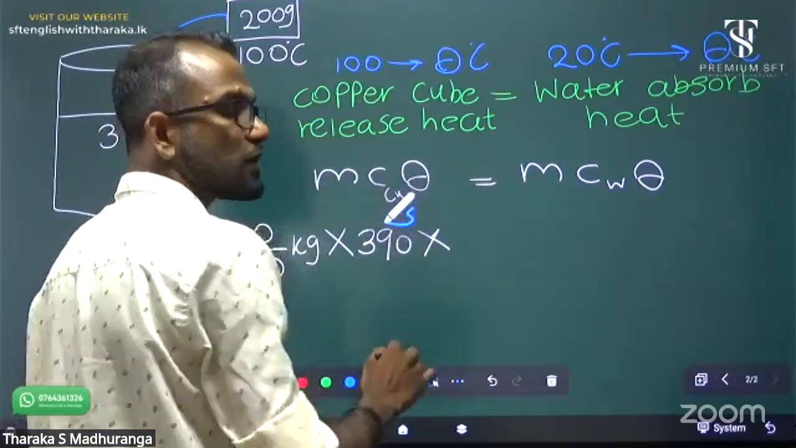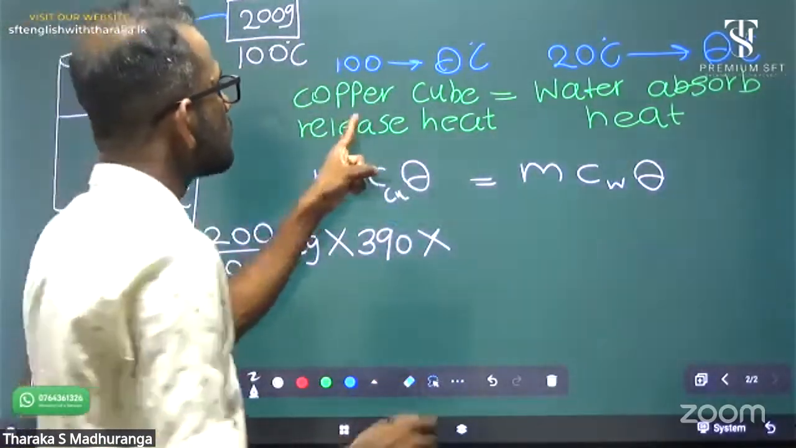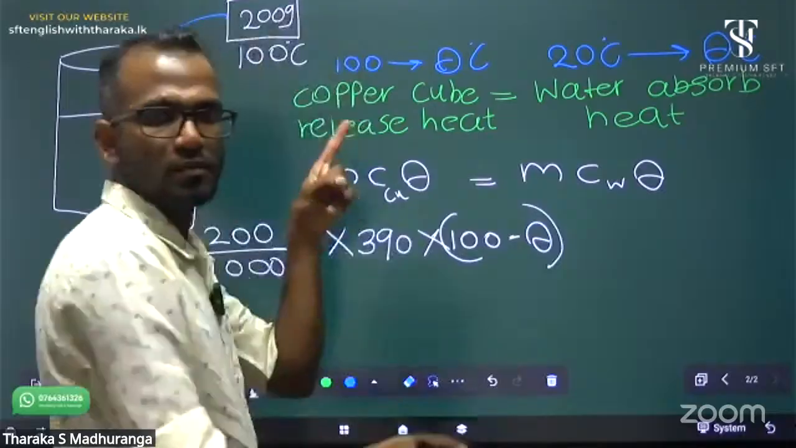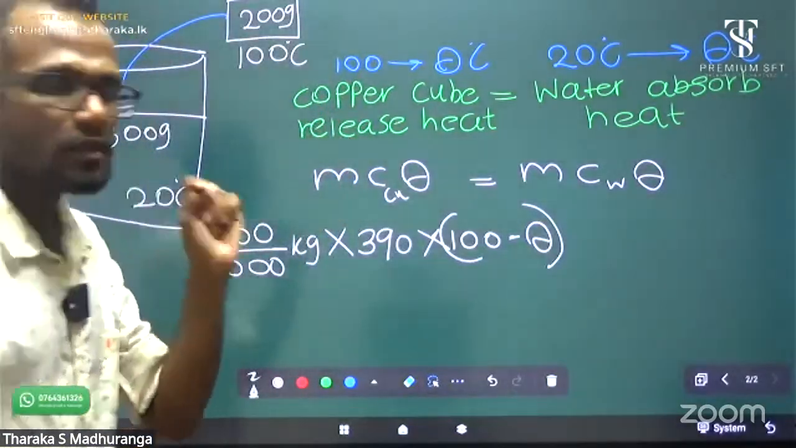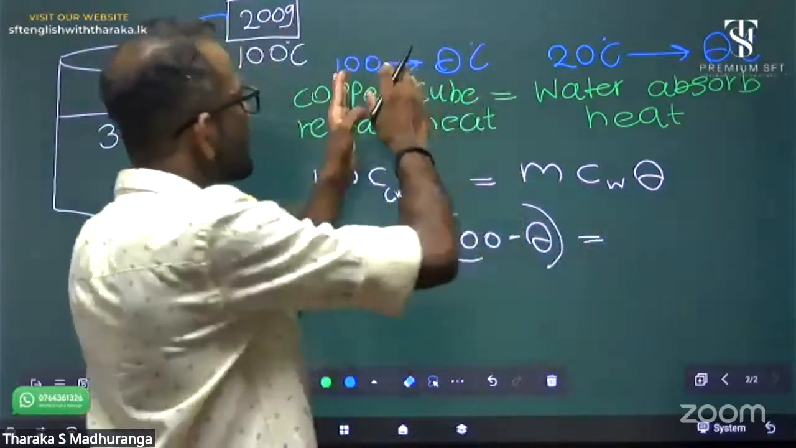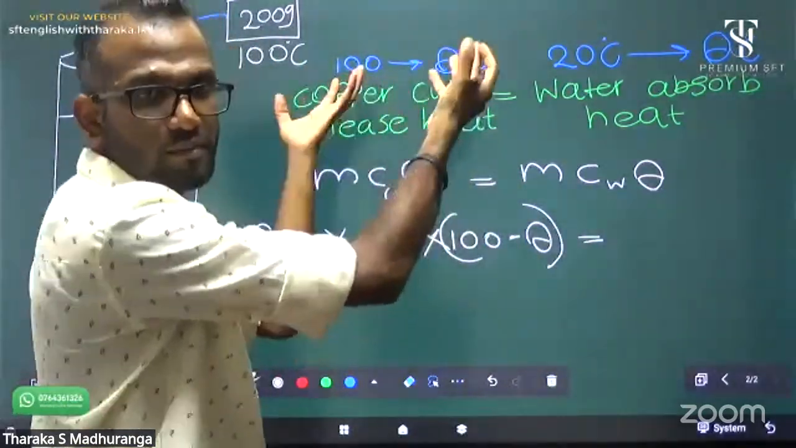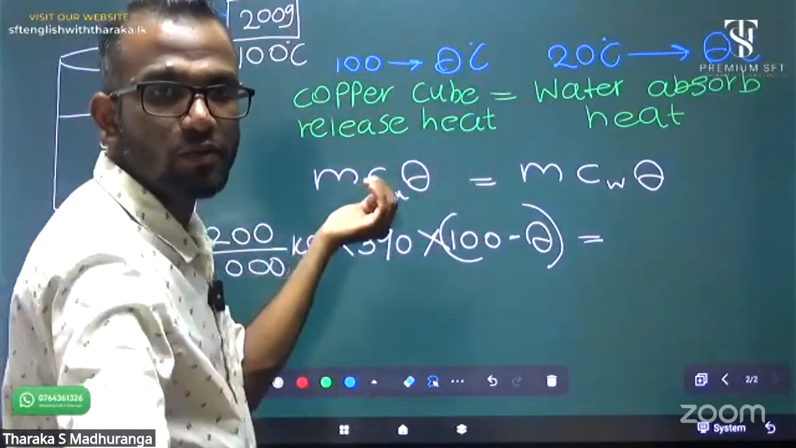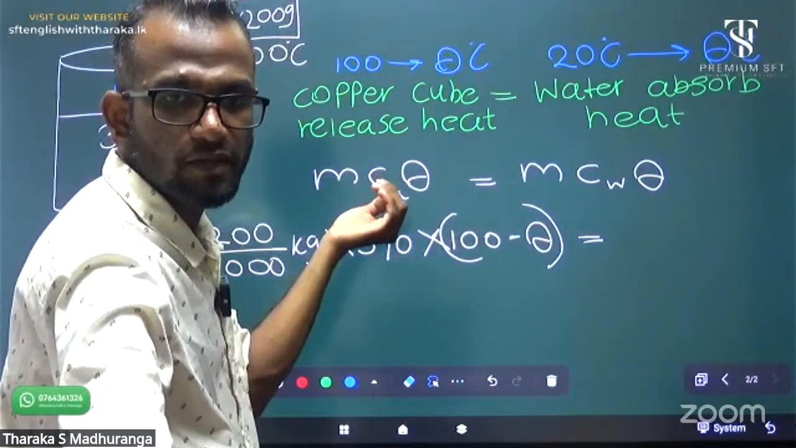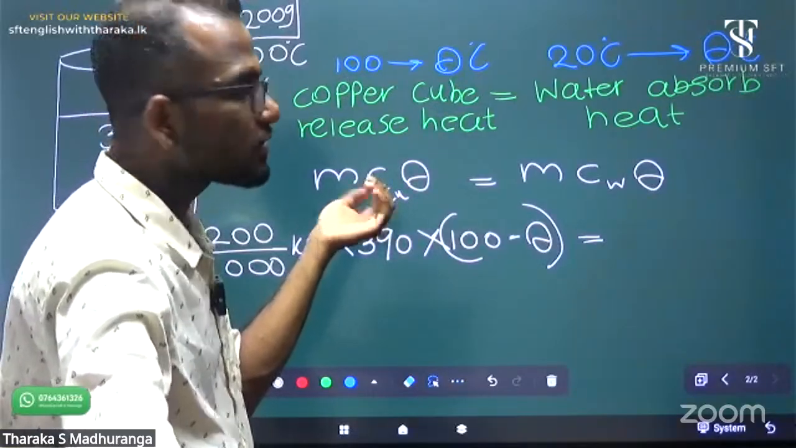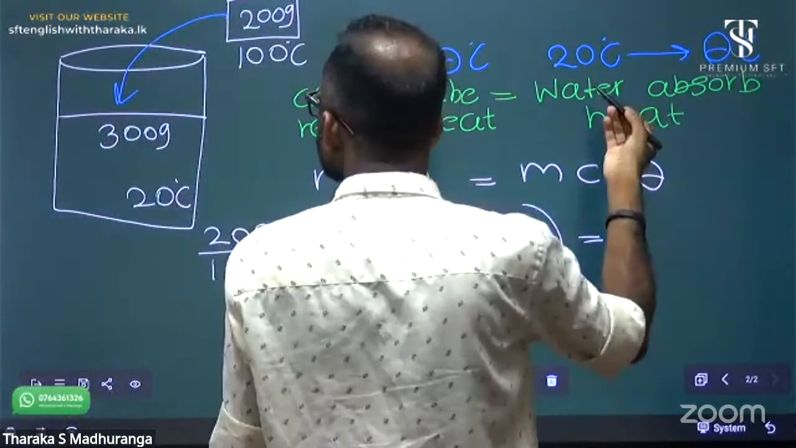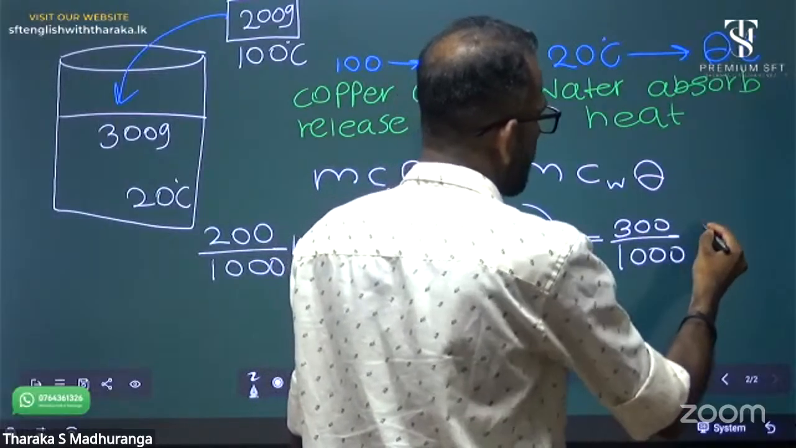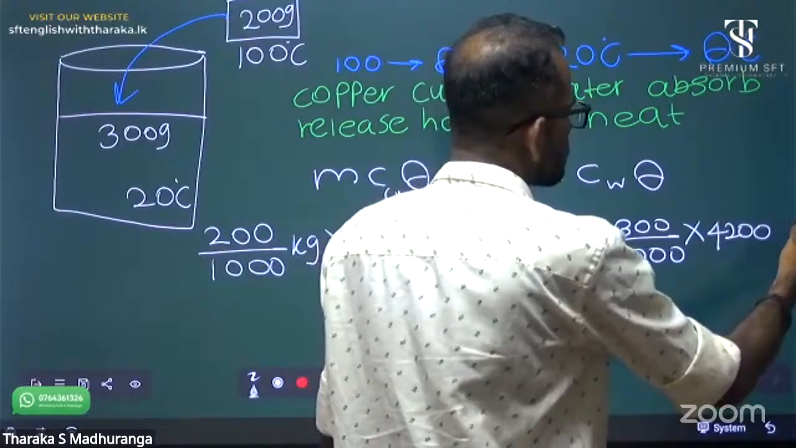Now, what is the temperature difference? For the copper cube, it is 100 minus theta, because 100 is greater than theta. The copper cube is releasing heat and its temperature decreases due to heat loss. Then the mass of water is 300 divided by 1000 to convert to kilograms. The specific heat capacity of water is 4200.